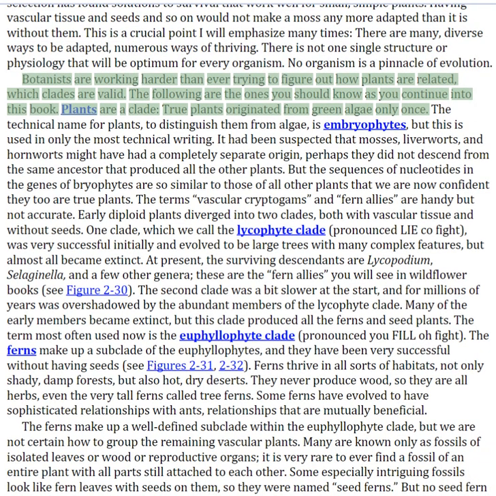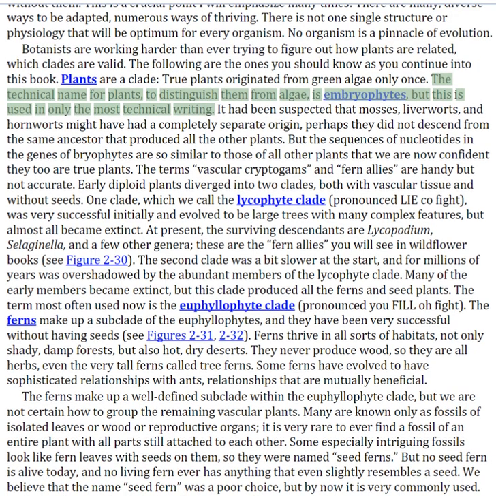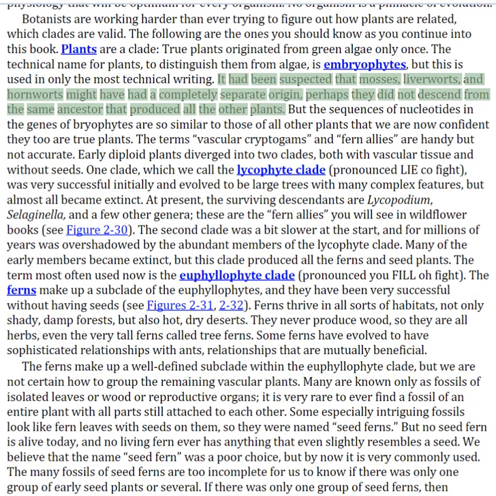Botanists are working harder than ever trying to figure out how plants are related, which clades are valid. The following are the ones you should know as you continue into this book. Plants are a clade. True plants originated from green algae only once. The technical name for plants, to distinguish them from algae, is embryophytes, but this is used in only the most technical writing. It had been suspected that mosses, liverworts, and hornworts might have had a completely separate origin.